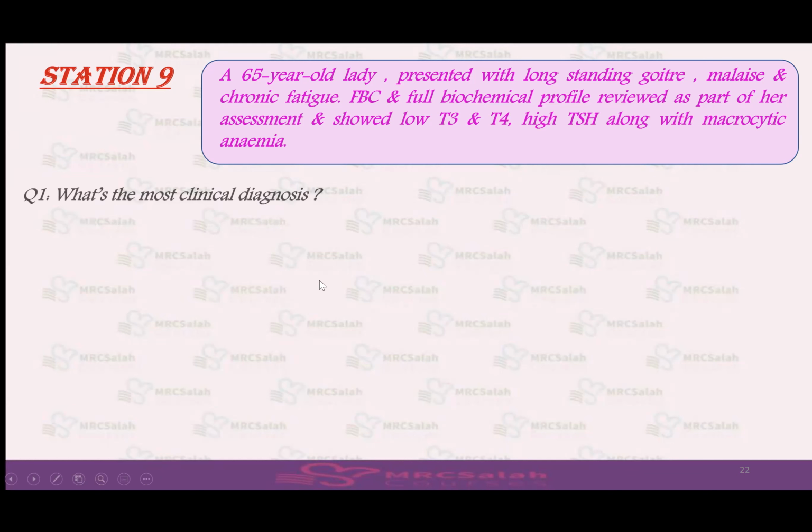Okay, so we'll start with Dr. Mansour, question by question for each of you. What is the most likely clinical diagnosis? According to the clinical signs and symptoms in the stem, and according to the thyroid function test, this patient is suffering from hypothyroidism.